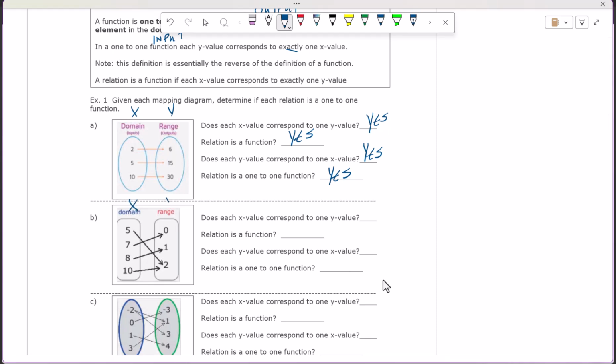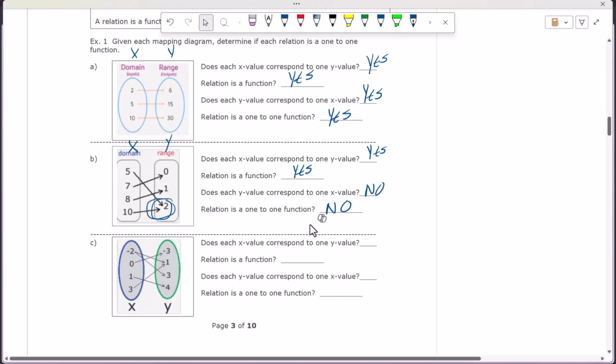Okay, next one. Does each x correspond to one y? The 5 corresponds to 2, the 7 corresponds to 0, 8 corresponds to 1, 10 corresponds to 2. Yes. So this is an example of a function. Now we ask it backwards. Does each y correspond to one x? Okay, well, let's see. The 0 goes backwards to a 7. The 1 goes backwards to an 8. But here's the problem. The 2 maps back to 5 and to 10. That's a problem. So although this is a function, it's not a one-to-one function.